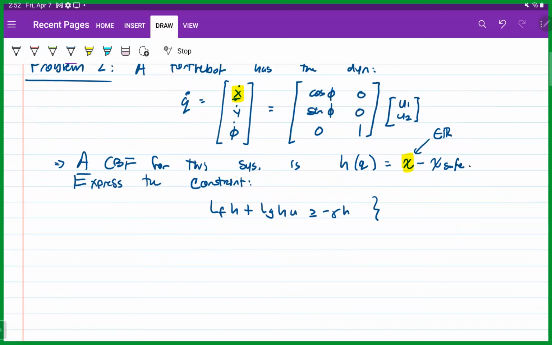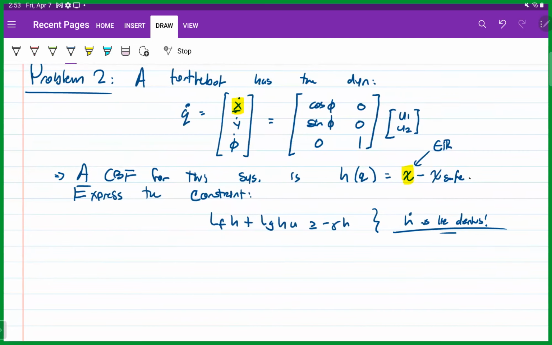Just a word of advice for this one. It'll be a little bit easier to take the derivative directly as h dot in this case versus working with Lie derivatives. Okay. So try and calculate what the form of this constraint will be for this CBF and for the system over here. I'll give you guys 2 minutes to work on this and then we will see what we come up with.